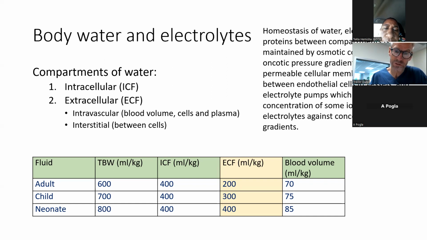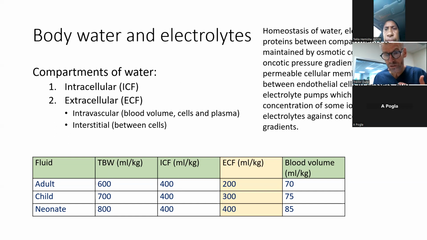And of that extracellular fluid, some of it is in the intravascular compartment in the blood vessels, and some of it is around the cells in the interstitium. The proportions of fluid in the intracellular, extracellular, intravascular, and interstitial compartments change with age, but are kept stable at any given age by endothelial and cell membranes. Those cell membranes and the endothelium of blood vessels keep the fluid in.